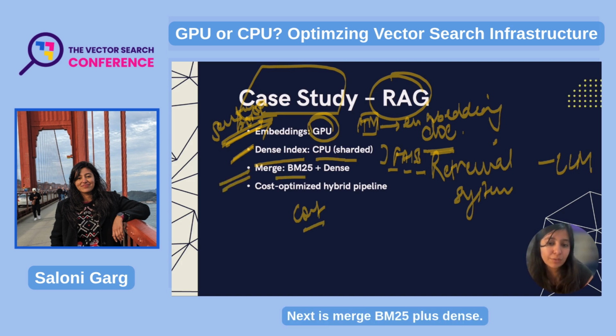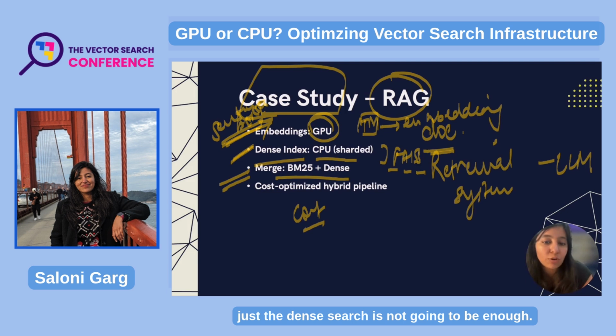Next is merge BM25 plus dense. The reason for this is that just the dense search is not going to be enough. So we need to use something like BM25 in conjunction with our dense search model. It runs in parallel with the dense search, and they are both going to get merged to produce the final search results.